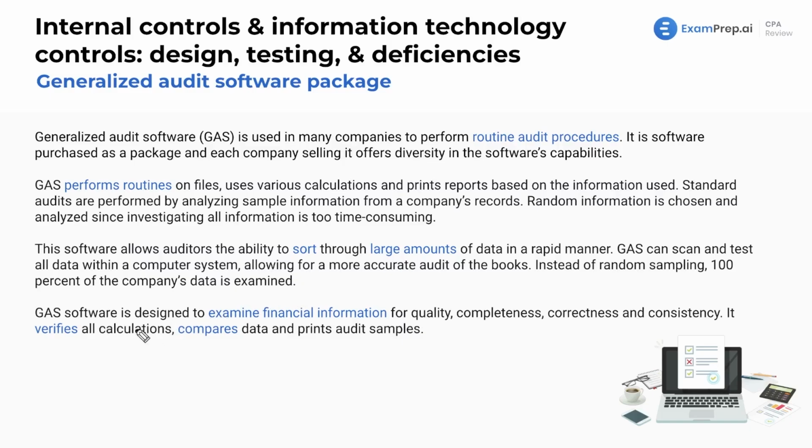Now, lastly, here, this software is designed to examine financial information for quality, completeness, correctness, and consistency. It verifies all calculations, compares data, and prints audit samples. Just generally, TLDR here, this software is going to automate the audit process as a whole. Like I said, there are varying levels. You could have one that a smaller firm may use where it's obviously a lot more affordable. You could have one where a massive firm uses it. And like I said, also, you could have firms developing internally their own generalized audit software packages.